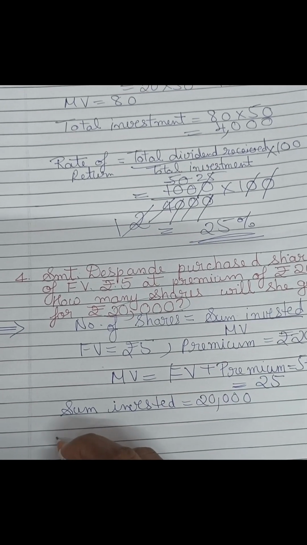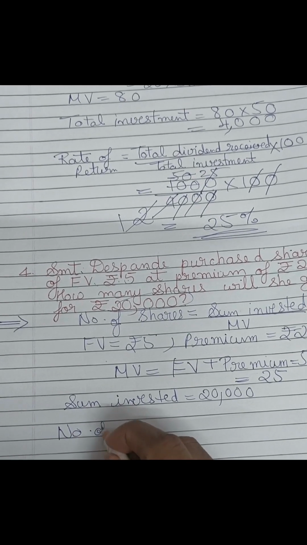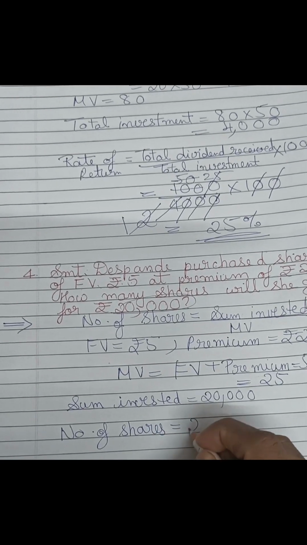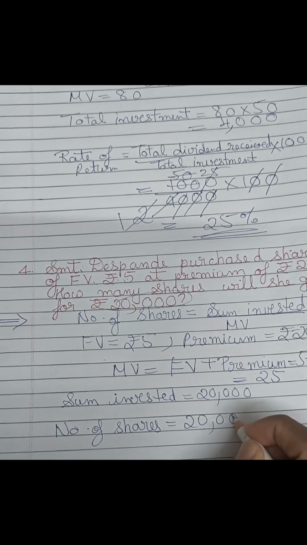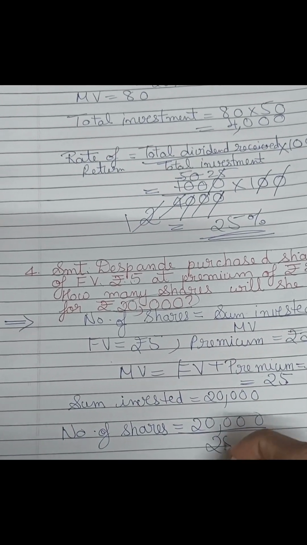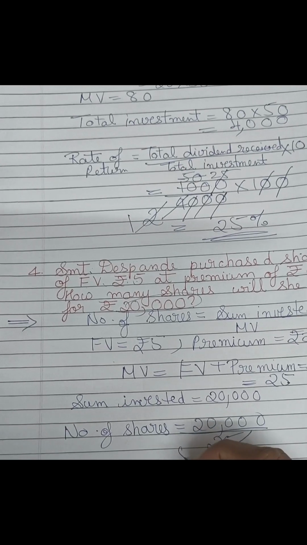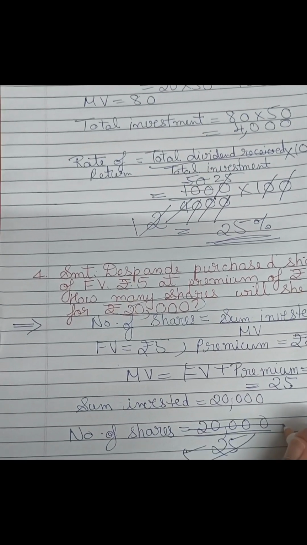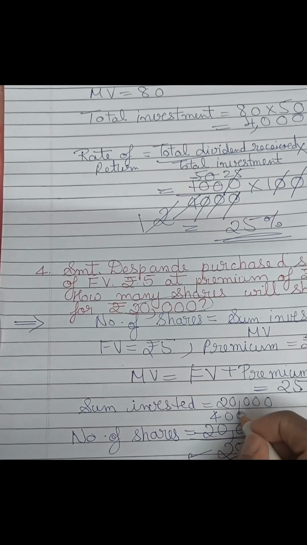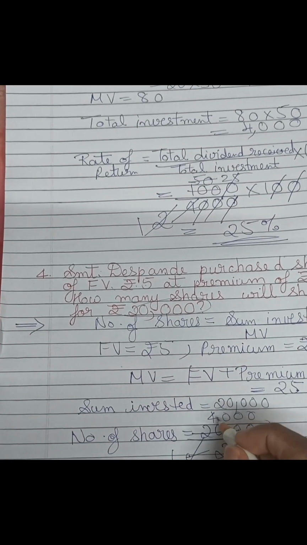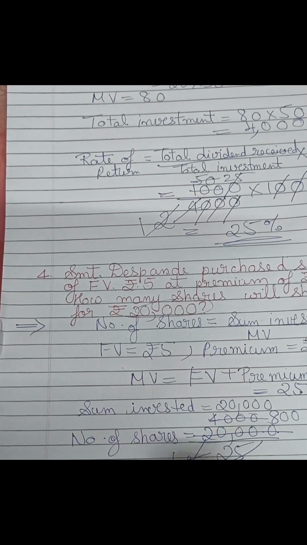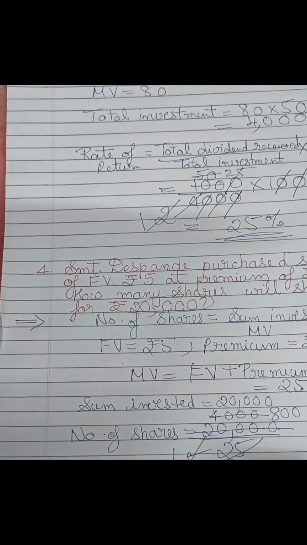So you will find the formula, number of shares is equal to 20,000 upon MV. MV is given as 25. So we'll do the calculation. 5 5s are 25, and so on, you get 8 and 0. So answer will be 800 shares.